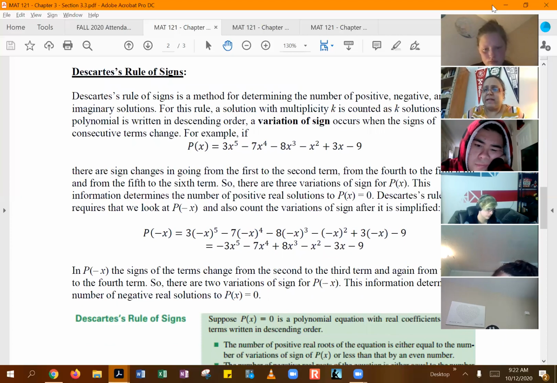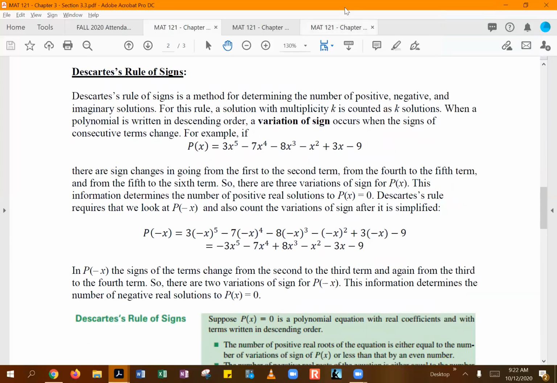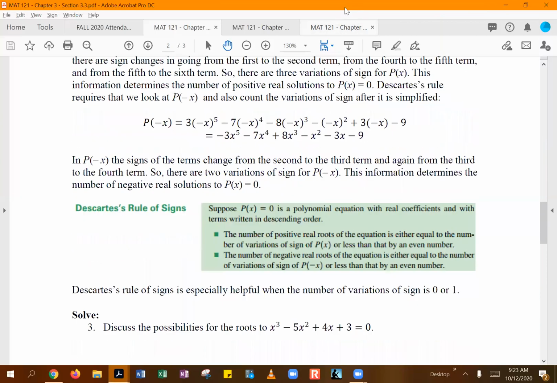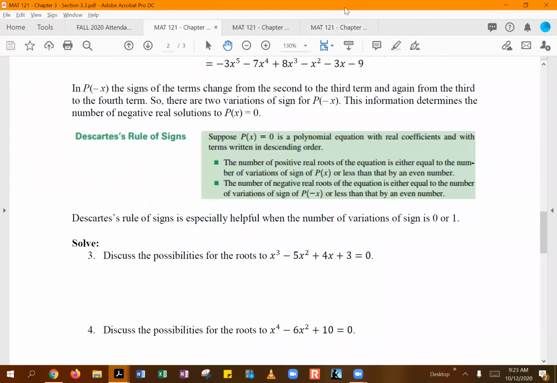So now we want to get into other rules to help us solve these equations. The next rule we are looking at is Descartes' rule of signs. And again, you should have seen that in the video lecture, but basically here the idea is you can try to see how many positive, negative, and imaginary solutions your polynomial can have.